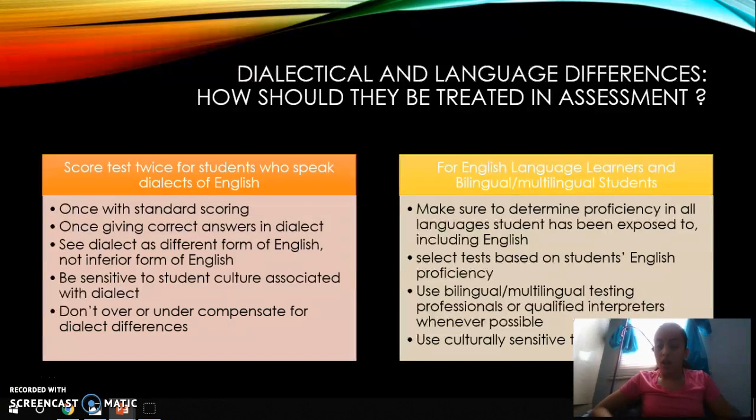And just like with students who speak dialects of English, we also need to make sure that the tests are culturally sensitive and that the students know what the test is talking about, because sometimes students would be able to answer questions if they were worded differently or had a different frame of reference culture-wise.